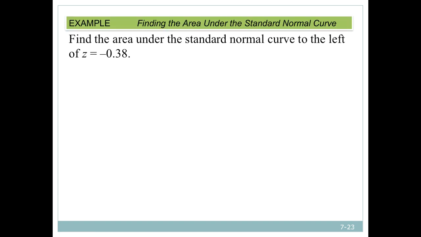Okay, here's an example where they just want you to find the area, and this is not in the context of a question. This one asks us to find the area under the standard normal curve to the left of z equals negative 0.38. So I want you to pull out table 5 again and see if you can find z equals negative 0.38. I'm going to give you a minute, and then I'll show you on the table here.